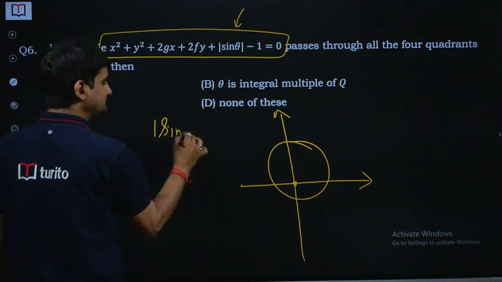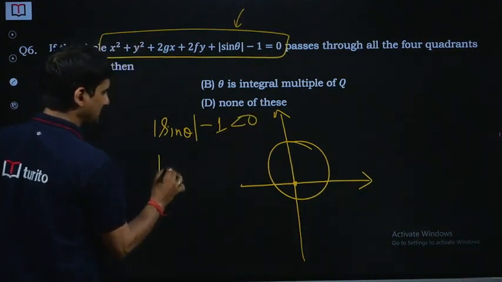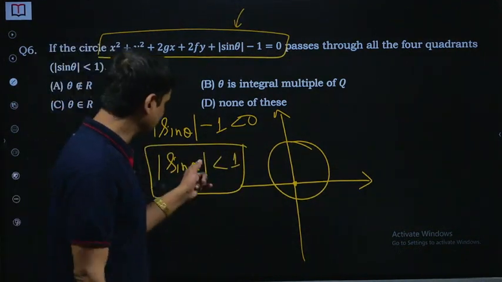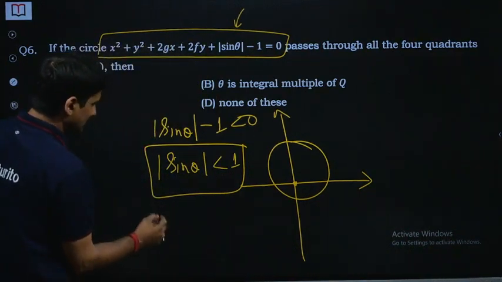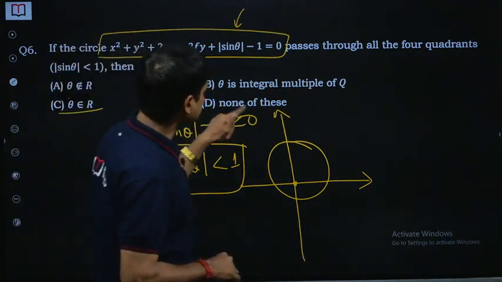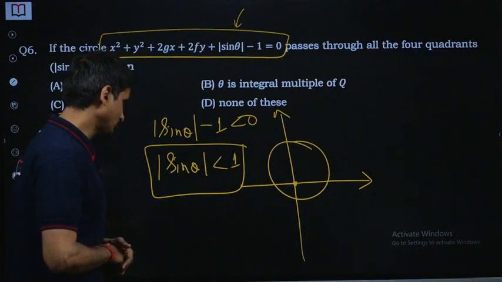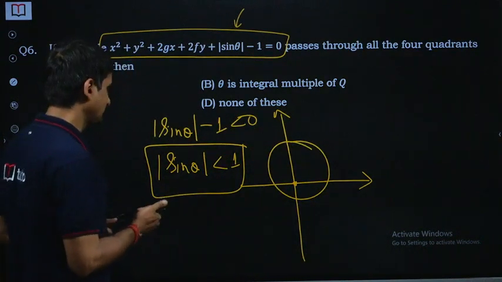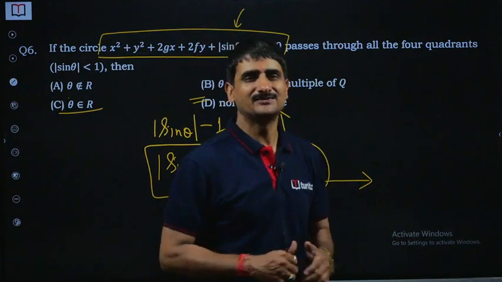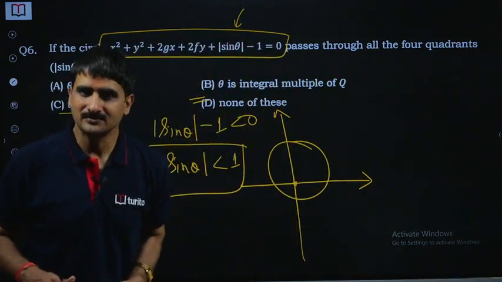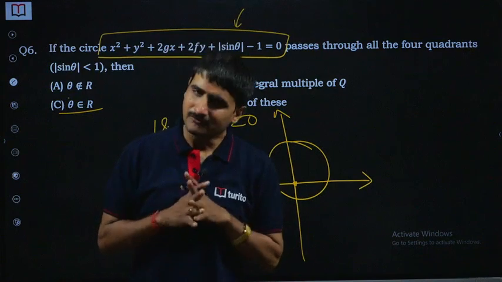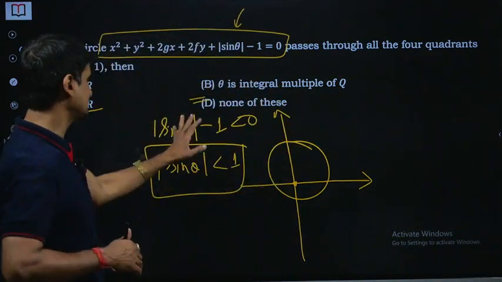Mod of sine theta less than 1. Okay, not an identity, because it can be equal to 1 also. So theta can be... no, theta is an integral multiple of pi? What does that mean? I think none of these should be the answer. It's true for every theta. The only thing is equal to 1 will be a problem. So theta can't be an integral multiple of pi by 2, rather an odd multiple of pi by 2. For the rest of the cases it is possible, so there is no such case, so none of these is the answer.